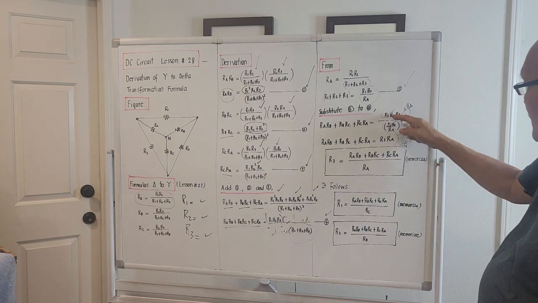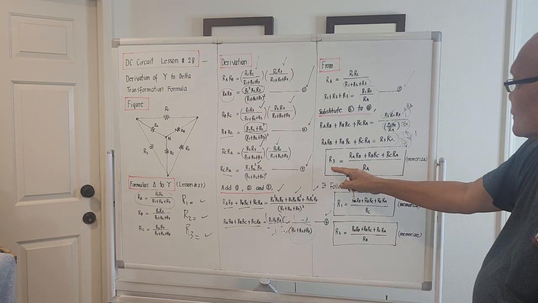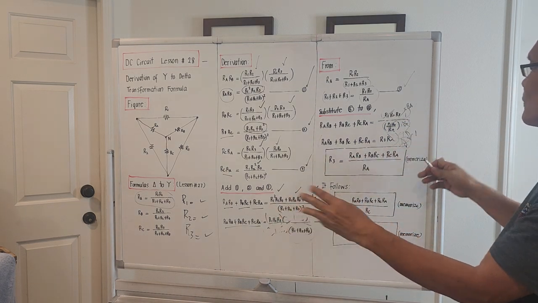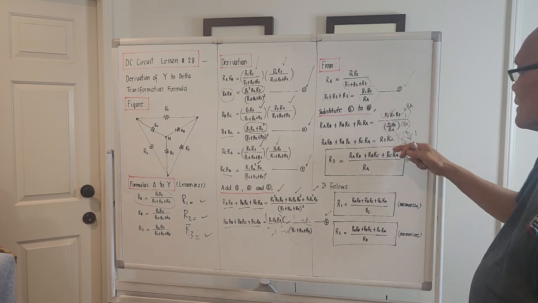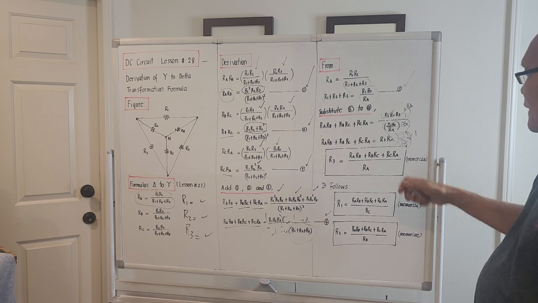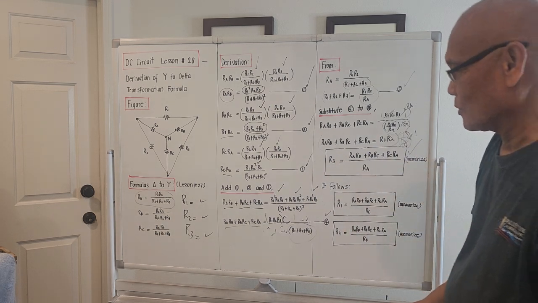So R3 RA times 1 over RA cancels. So the only unknown now will be R3. And for the numerator, it will be these ones here, RARB, RBRC, RCRA, all over RA. That's the formula on how to compute for R sub 3. This one.